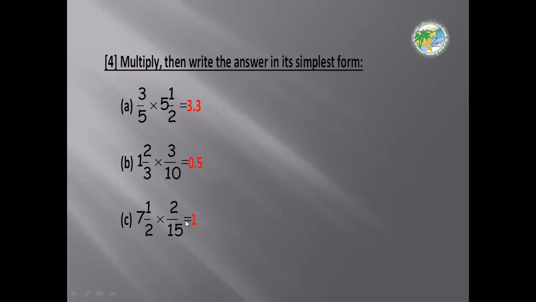Okay, again, the first step, I change the mixed number into a fraction. How? 2 times 7, 14. 14 plus 1, 15. 15 over 2 times 2 over 15. The 2 goes together with the 2, and the 15 goes together with the 15. It will be 1. Another method. 15 times 2 equals 30. 2 times 15 equals 30. 30 over 30 equals 1.